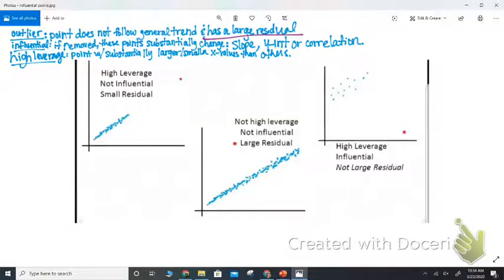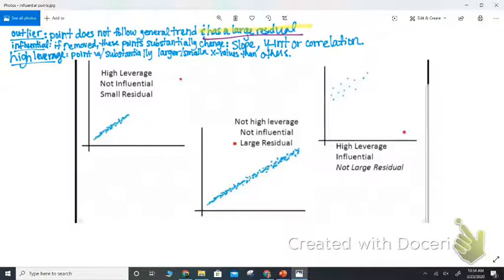And last, we're going to look at the difference between points that are outliers, influential, and high leverage. First, an outlier is a point that doesn't follow the general trend, and it has a large residual.